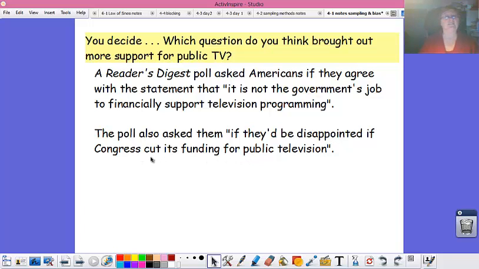Cut? Oh my, that's a negative word. It's designed to make you think, well, of course we'd be disappointed, right? On the other hand, hardliners would say, no, it's not the government's job, right? In fact, we're hearing that a lot in today's economy. Words are so influential, folks, and I hope that this lesson has got you thinking about them.